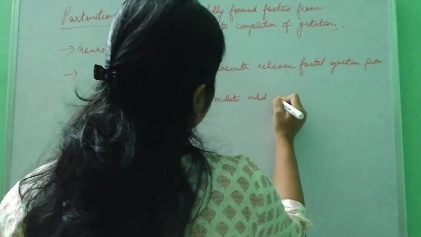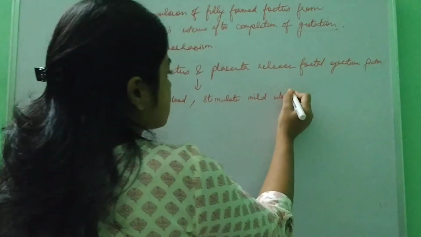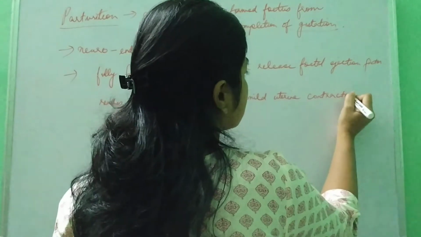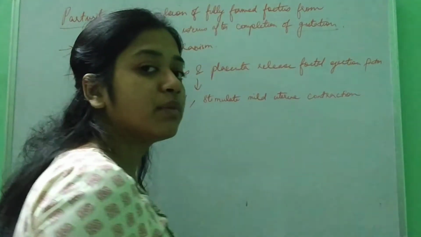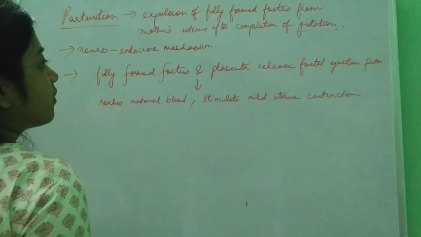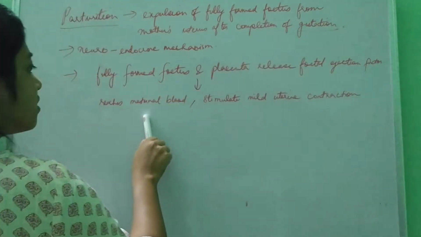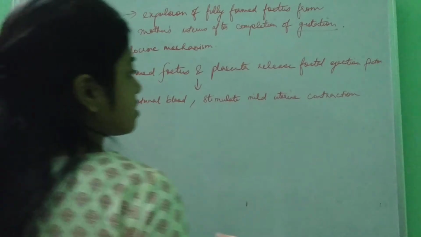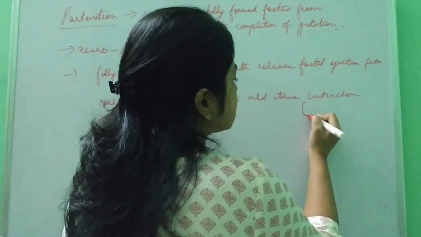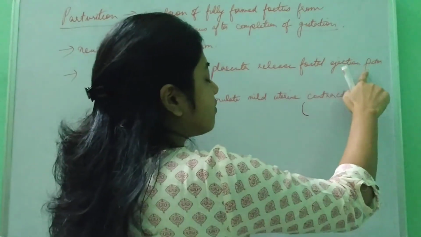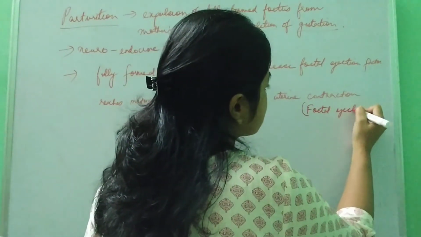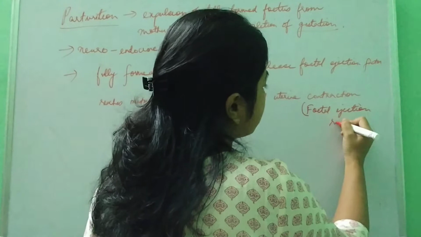mild uterine contractions. Uterus has to be contracted in order for the baby to come out. So when this factor will reach the maternal blood, it will stimulate mild uterine contractions. So this contraction, since it is occurred by fetal ejection factor, is known as fetal ejection reflex.